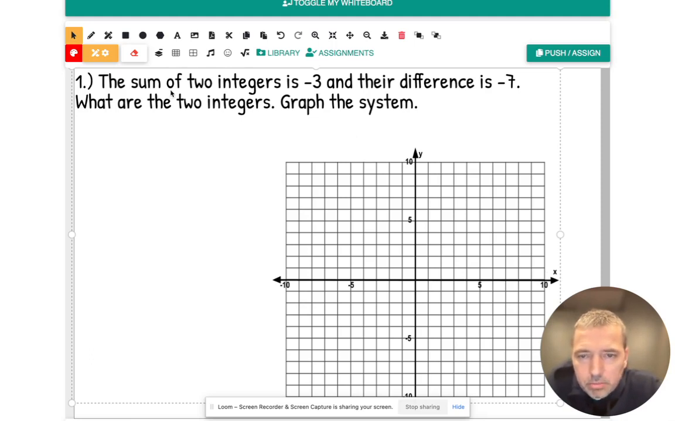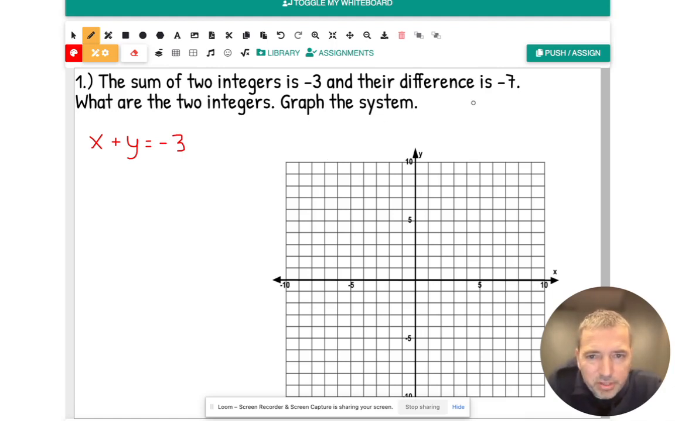So the sum means we're going to add two numbers together to get -3. So I like to just use x and y. So x plus y has to equal -3, right? And their difference, it's got to be the same two numbers, is -7. Well, if it's the same two numbers, we're going to use x and y again, right? But this time it's difference. So x minus y has to equal -7.